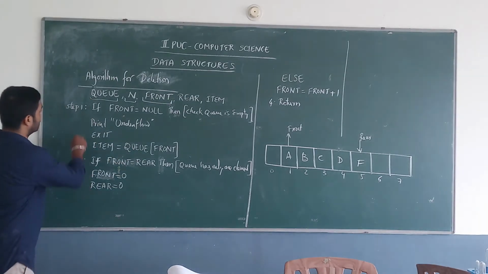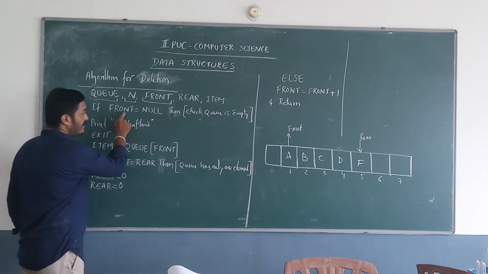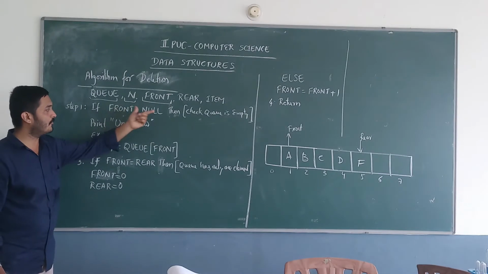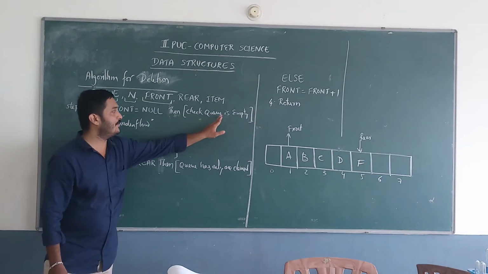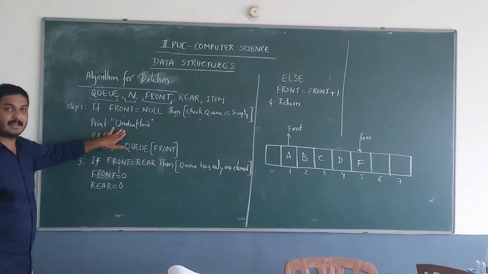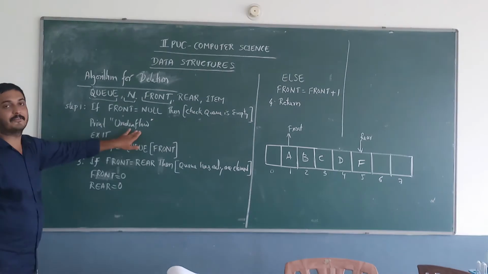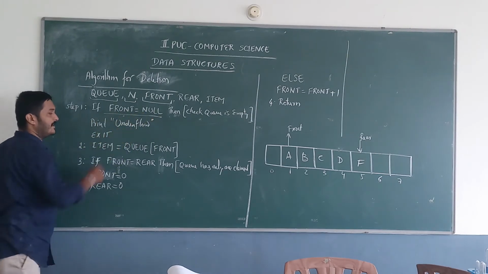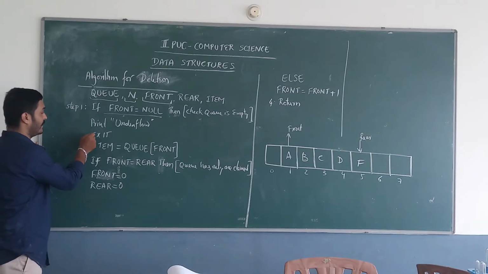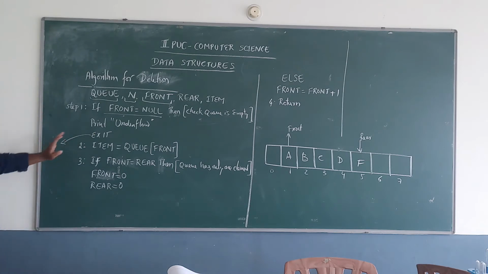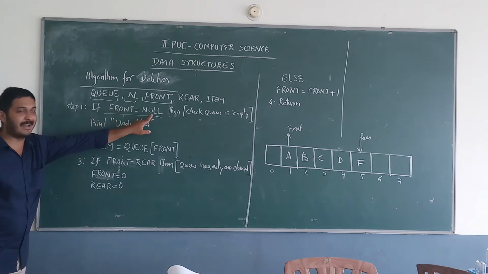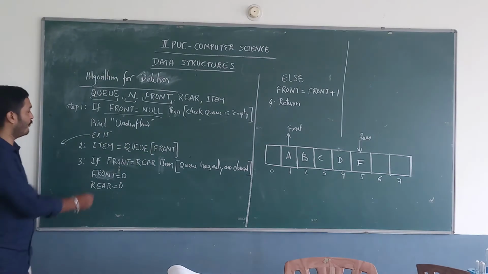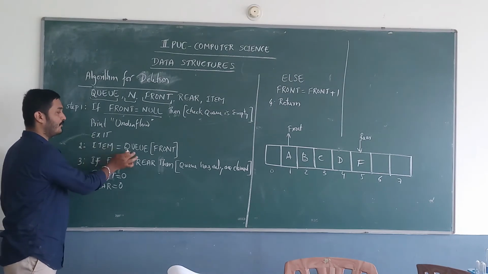Okay, next we'll move to this one. Step 1, if front equal to null. If front is a variable, front equal to null, then check Q is empty. Q is empty, that indicates underflow. Print underflow. Next, exit. If front equal to null means empty Q, directly we should come out of this algorithm. And if front is not equal to null, then item equal to Q of front. We just need to specify this.